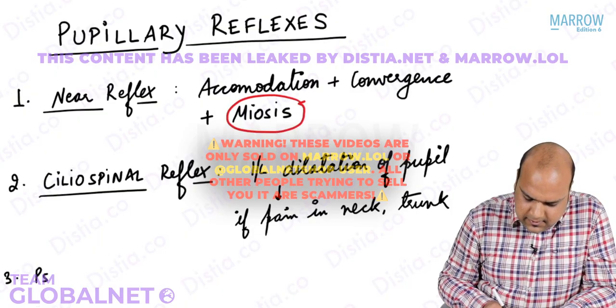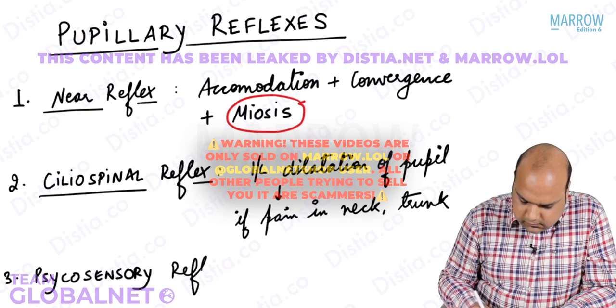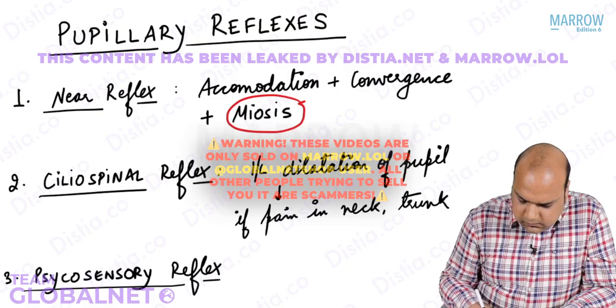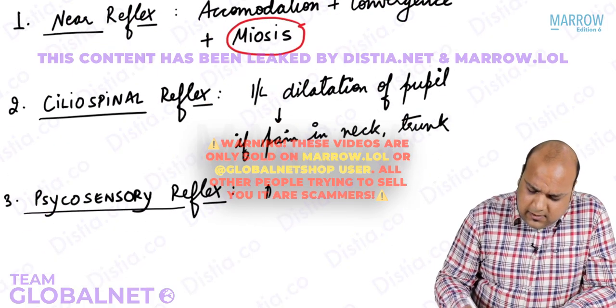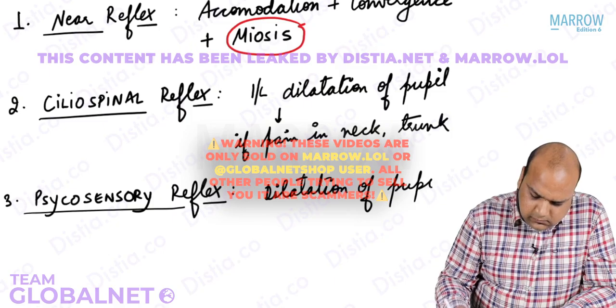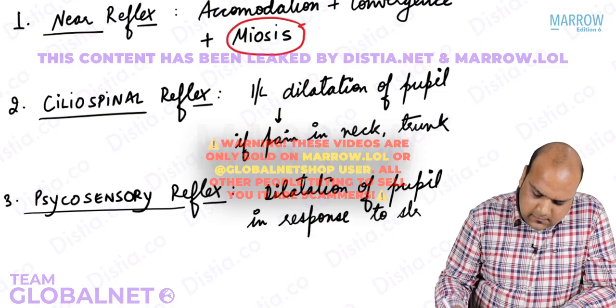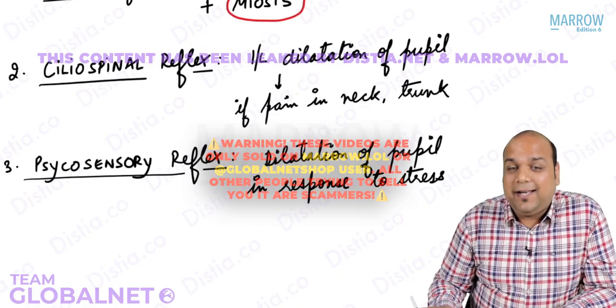Thirdly, psychosensory reflex. Psychosensory reflex is basically again dilatation of pupil in response to stress. Whenever we are stressed, our pupils tend to dilate.